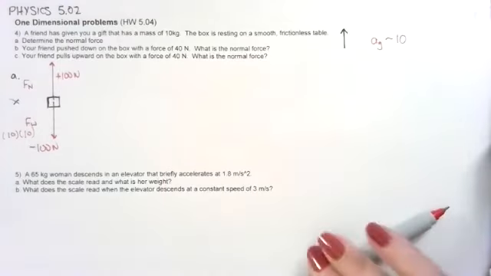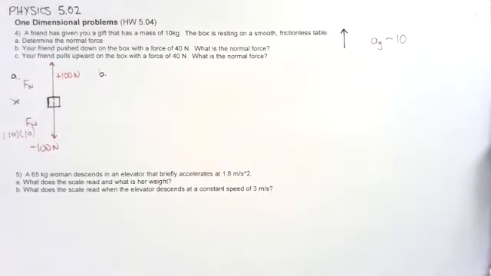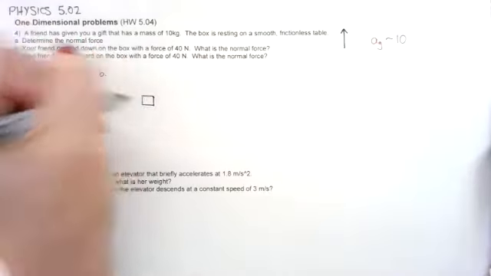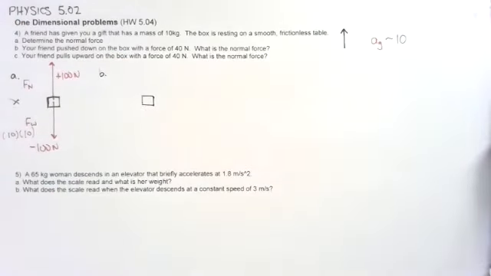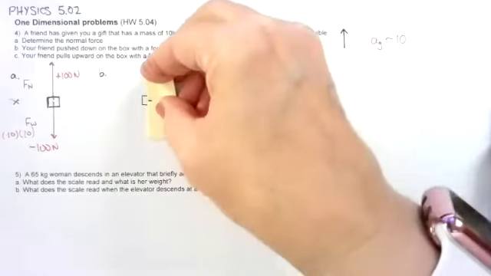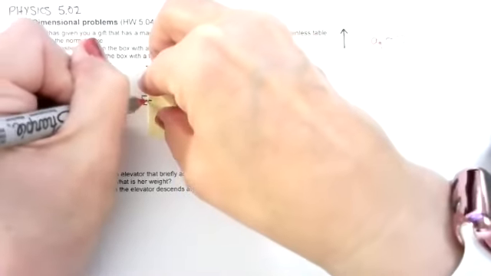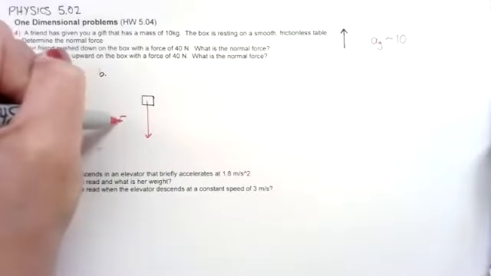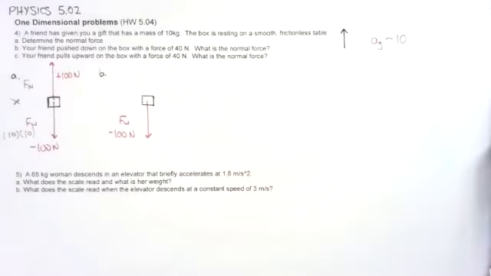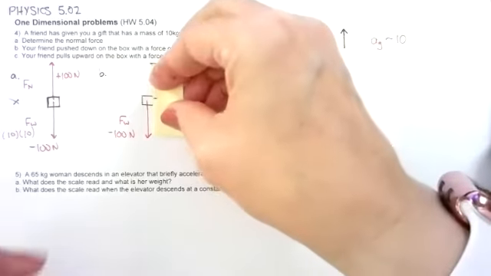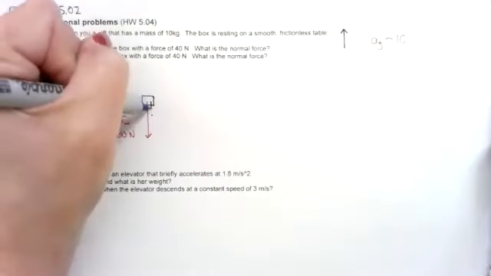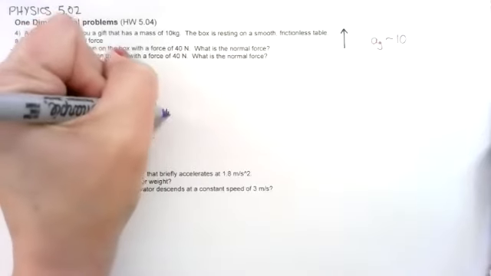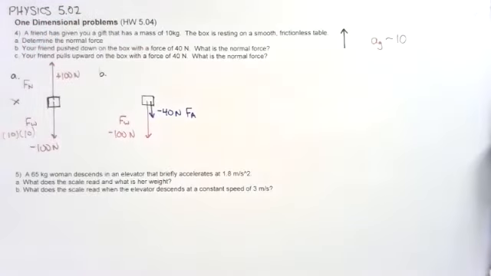All right, let's move on to letter B. Draw my box again. And we just said the weight vector can't change. The weight vector doesn't change, so it has to be the same length. And we know that's going to be negative 100 Newtons, because we calculated it the last time. But this time, your buddy's pushing down with a force of 40 Newtons. So he's pushing down on the box. And if this is 100, that would be half. So we want to go to about right there. So we have an applied force of negative 40 Newtons.